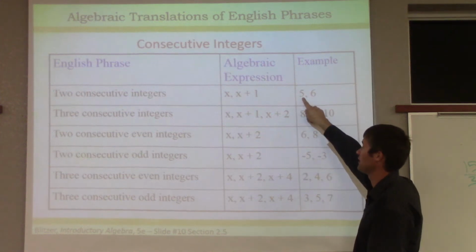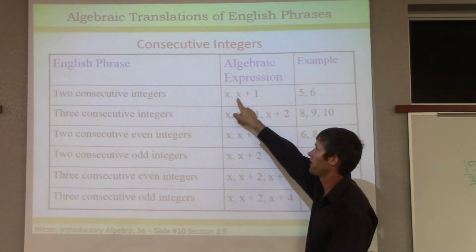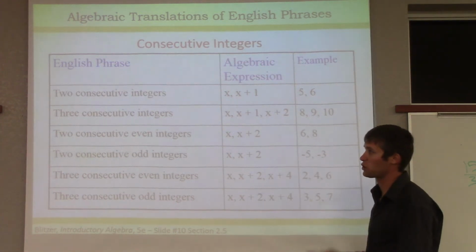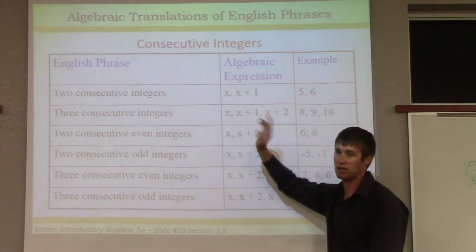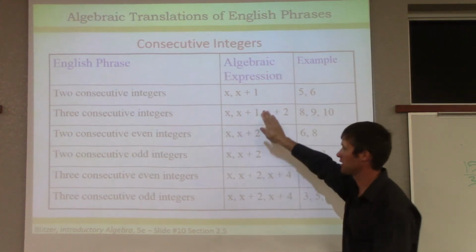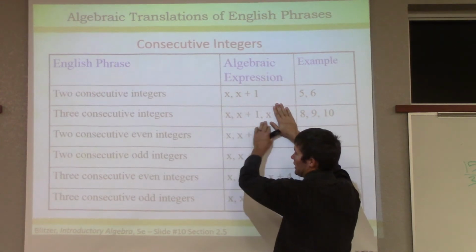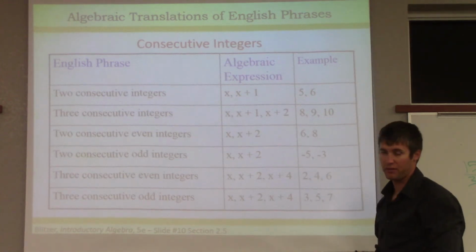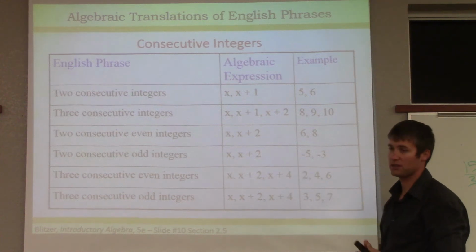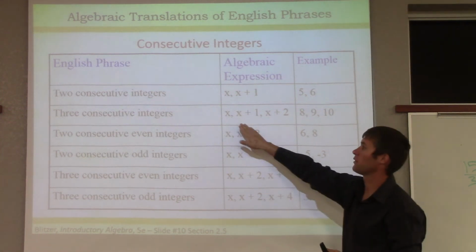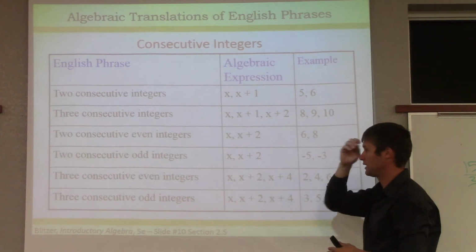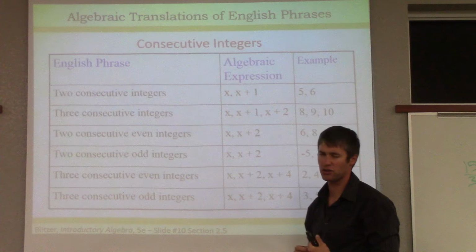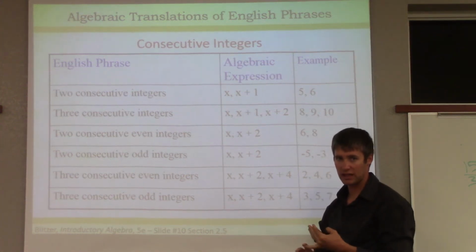So if 5 were x, we go 5 plus 1, which would give me 6. So if they said two consecutive integers, it would just be x and x plus 1. If they said 3 consecutive integers, it would be x, then x plus 1, then x plus 2. If they said 4 consecutive integers, we'd have all these, and then we go x plus 3.